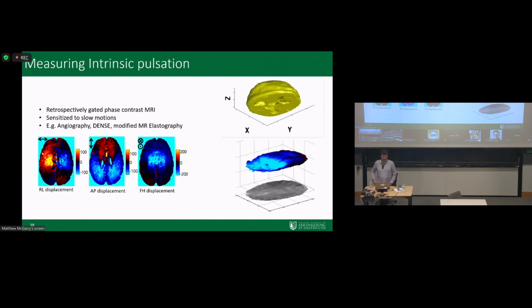So we just take a normal, usually just any sort of motion measuring sequence. There's a lot of angiography or cardiac sequences. And then we just make these sensitized to really slow motions. And these are the sort of motion fields we get.